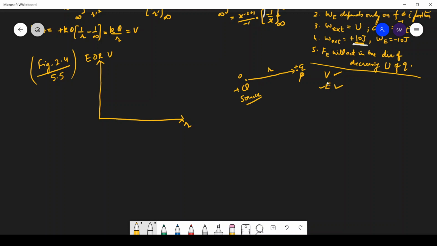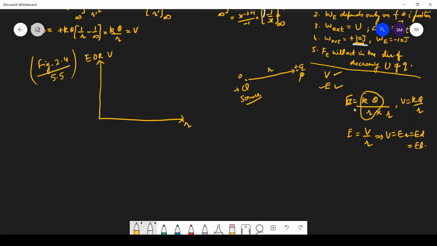Now I was telling you that V and E are sole representatives of the source charge. E is equal to KQ by R square, sorry, that is E, the magnitude of the electric field at this point P. And this is what your V is. So E is equal to V by R, or V is equal to ER, anything. So this was your E and V is your KQ by R.